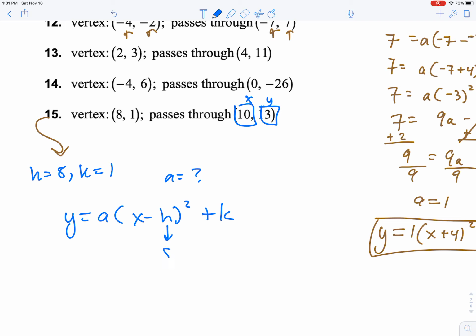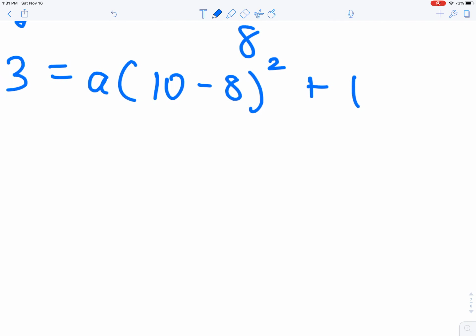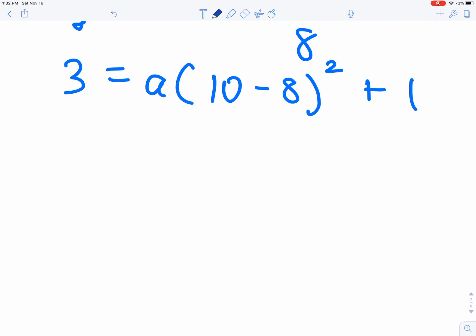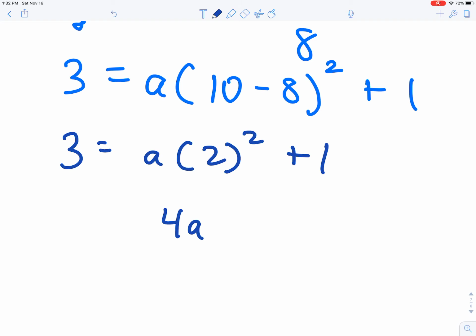Where I will replace the h and the k, the y and the x. All right, so I'm going to replace the y in this case with 3, the x with 10, minus 8, square that, and then add a positive 1. We're going to solve for a, so all I'm doing right now is simplifying. So 10 minus 8 is 2. So I'll just put it like this. 2, but I will square it. And when I square 2, I get 4, put the a behind.